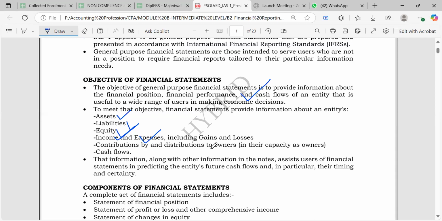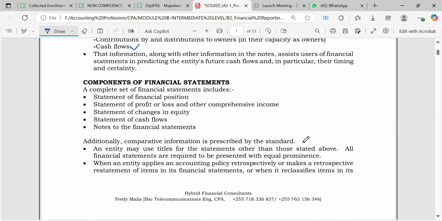Contributions by owners of the entity, those are the capital. It's the equity, of course, they're the capital, right? But distributions to, it's like shareholders have contributed, but maybe you're going to pay dividends, so you're going to pay them, right? Then we speak of cash flows. Of course, you're not going to do the statement of cash flows here, like I told you. So the general thing you should understand. Components of financial statements, you have spoken about them. Statement of financial position, also called the balance sheet.